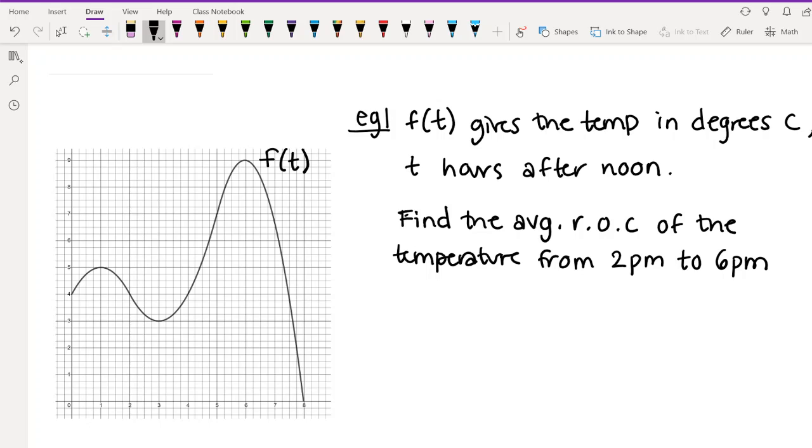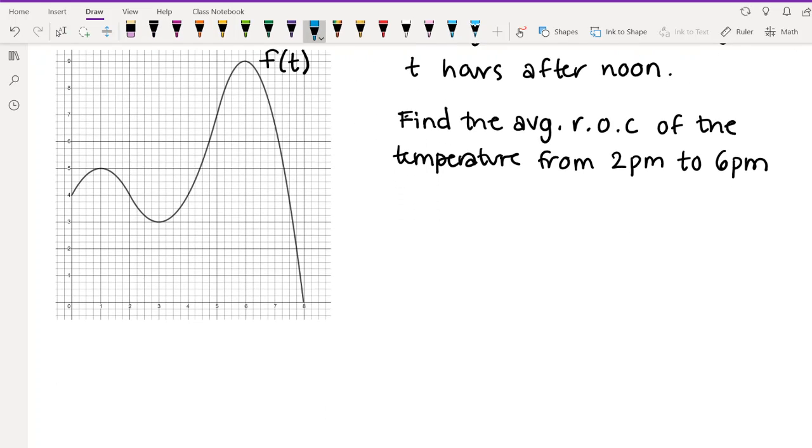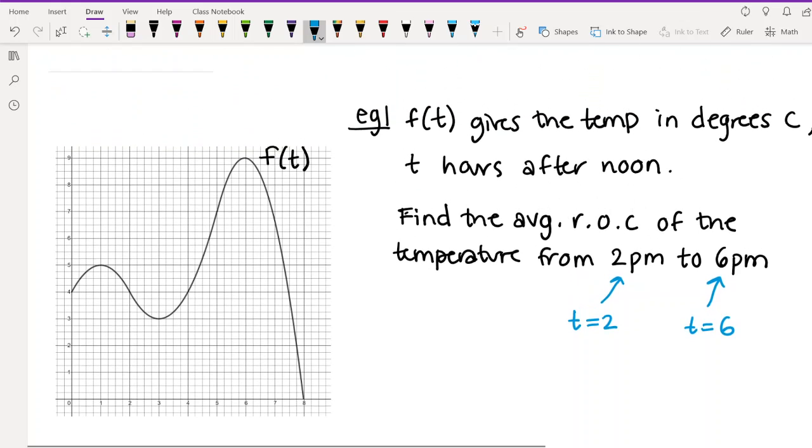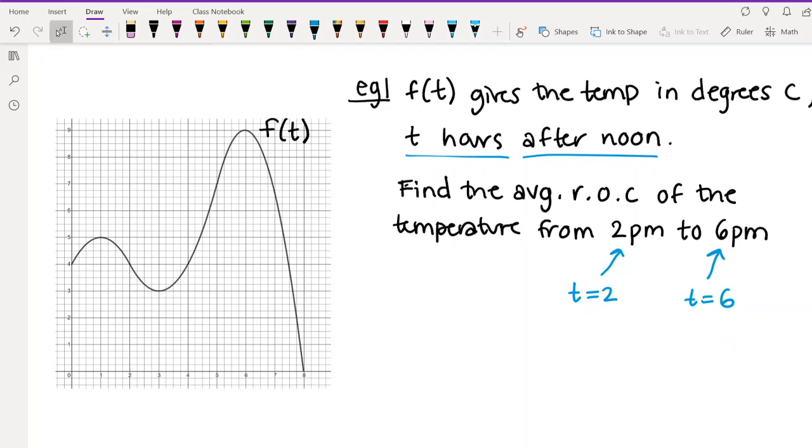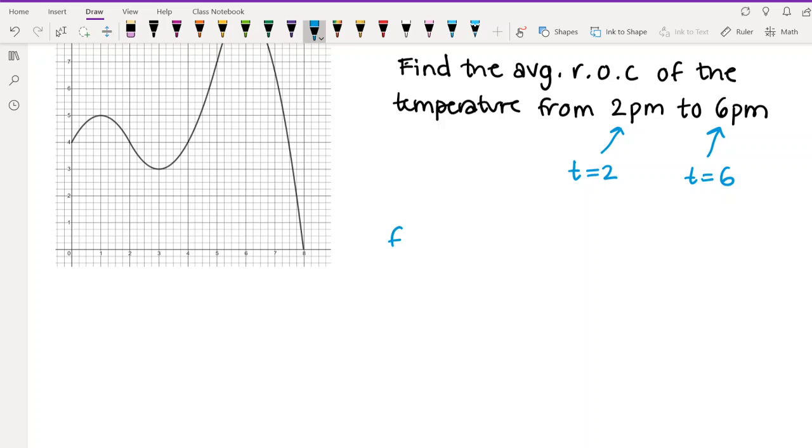Okay, so how do we find the average rate of change in general? Well, we've seen that basically we want to do the change in our outputs over the change in our inputs. And so if we have 2 p.m. to 6 p.m., well, 2 p.m. is going to be t is equal to 2, and 6 p.m. is going to be t is equal to 6, right? Because I chose to make it t hours after noon to just make things a little bit simpler. So that means that what we're trying to calculate here is f of 6 minus f of 2 divided by 6 minus 2. That's the average rate of change formula.